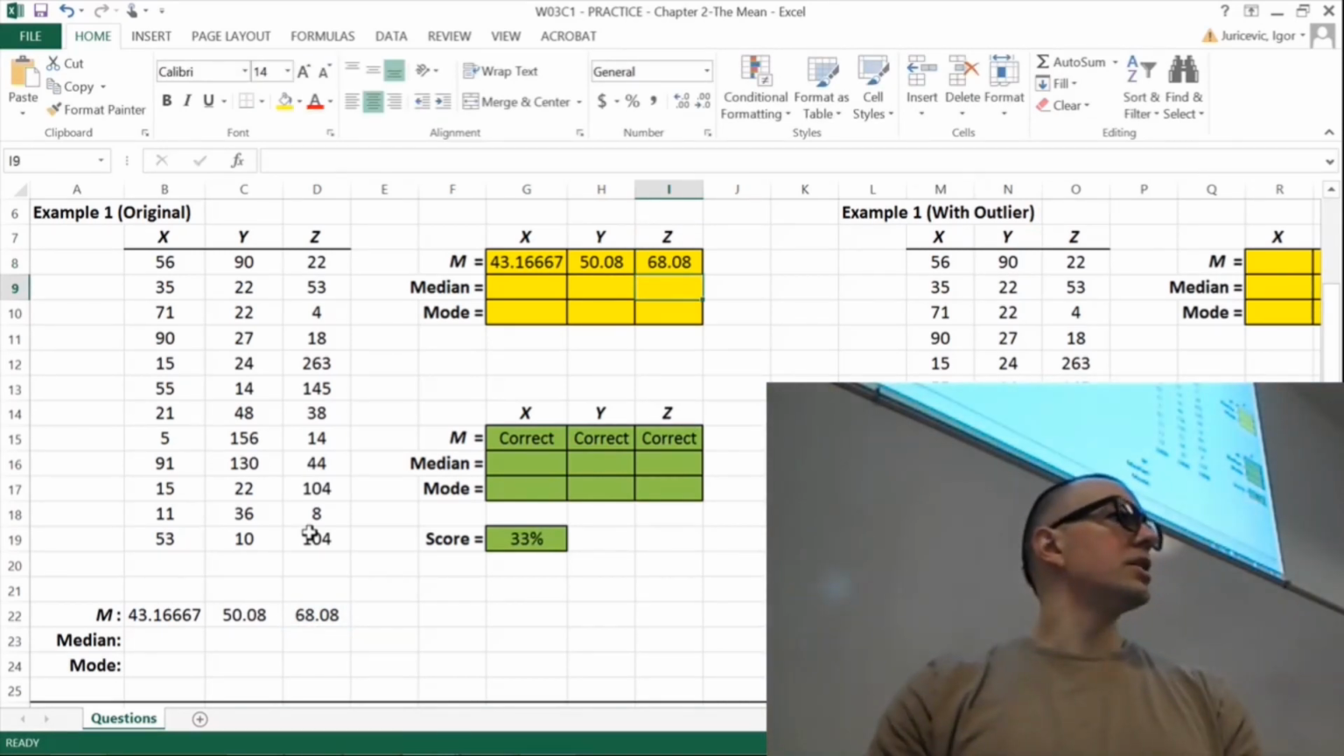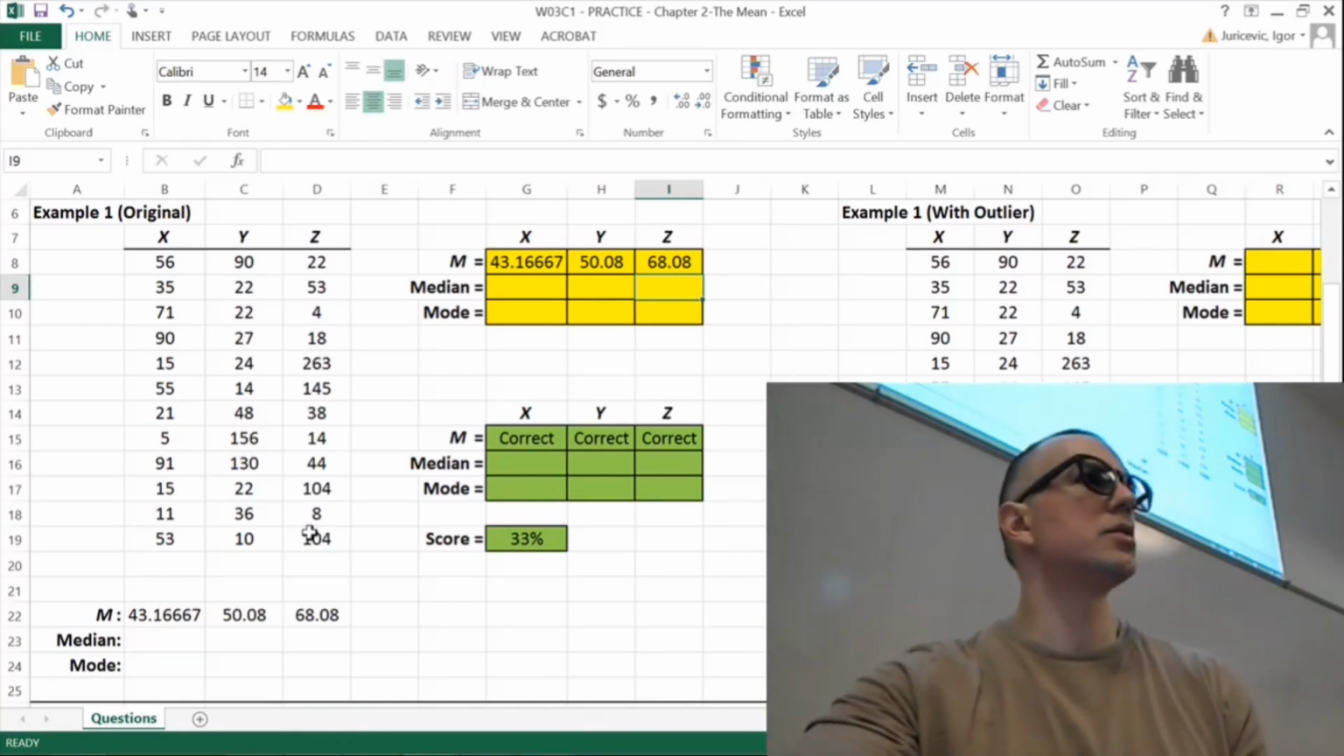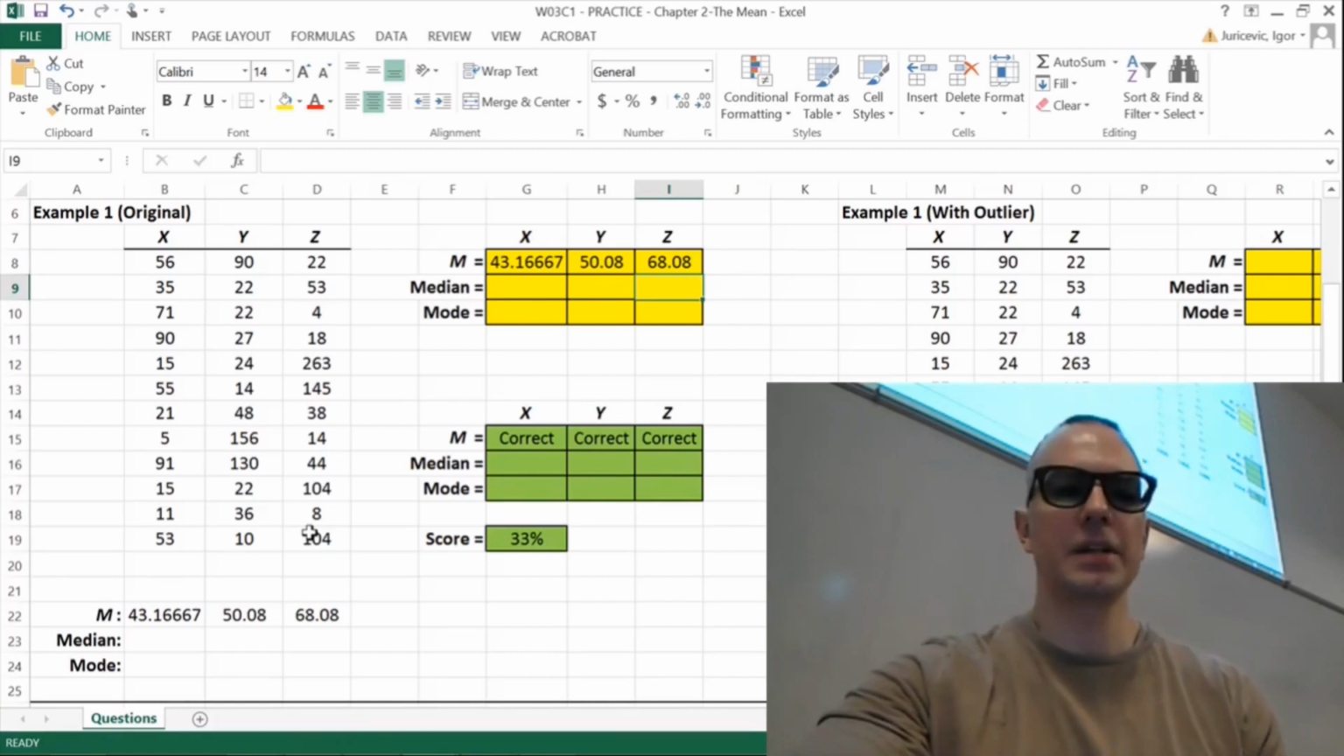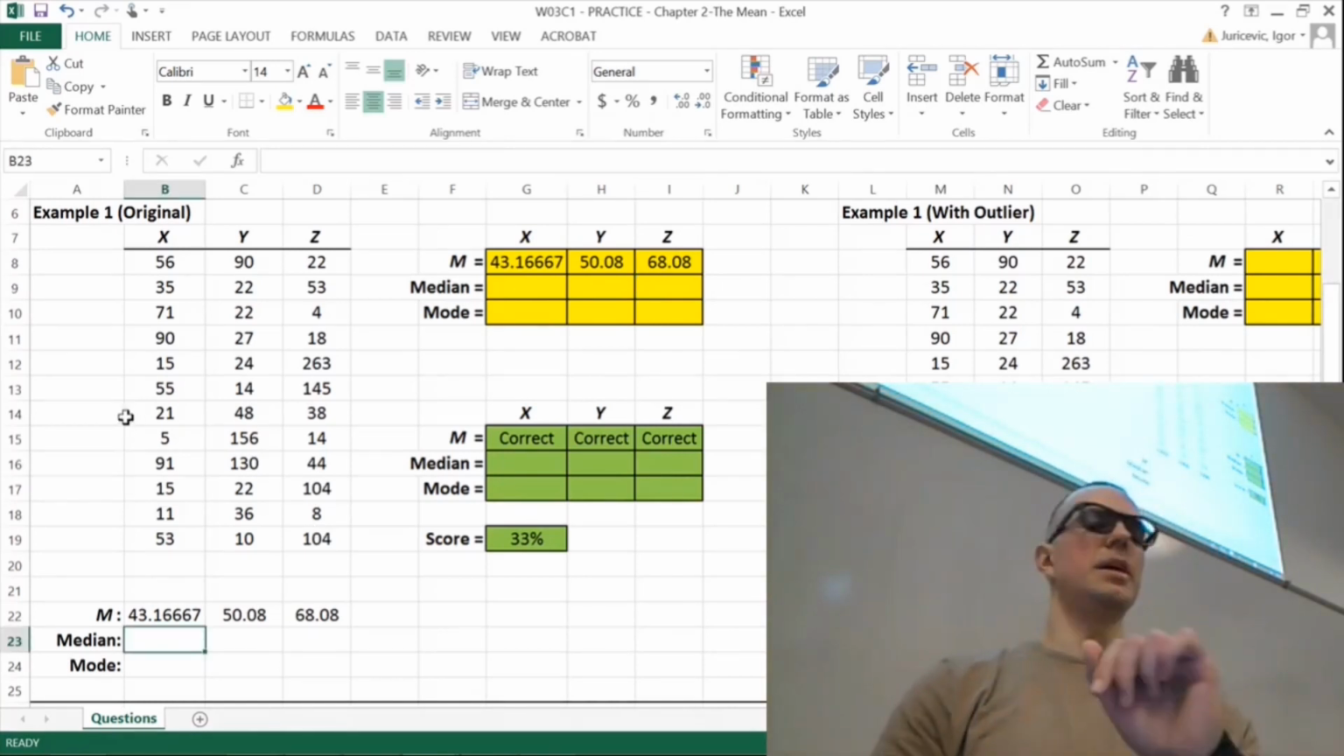All right, any questions on the mean? All right, everybody got those all correct? Perfect. All right, next one is the median.